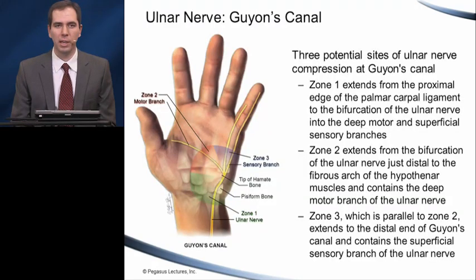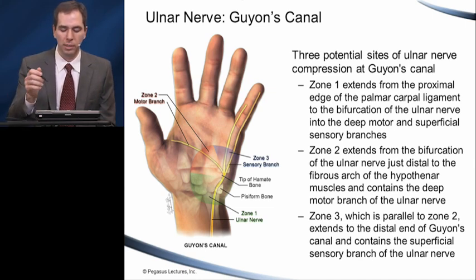So for classifying abnormalities of the ulnar nerve at the wrist when it courses through Guyon's canal, we divide the ulnar nerve into 3 zones at the potential sites of compression. So zone 1 extends from the proximal edge of the palmar carpal ligament to the bifurcation of the ulnar nerve into the deep motor and sensory branches. So this runs along the inner aspect of the pisiform to about the level of the hook of the hamate.